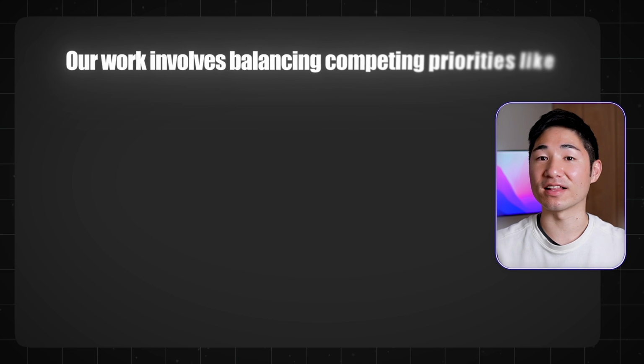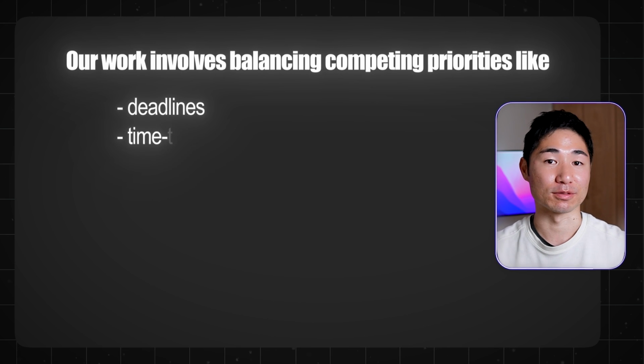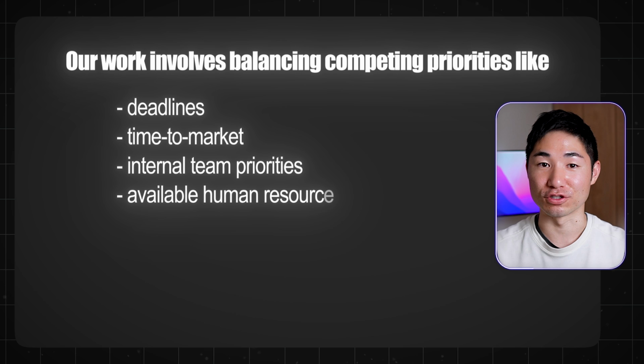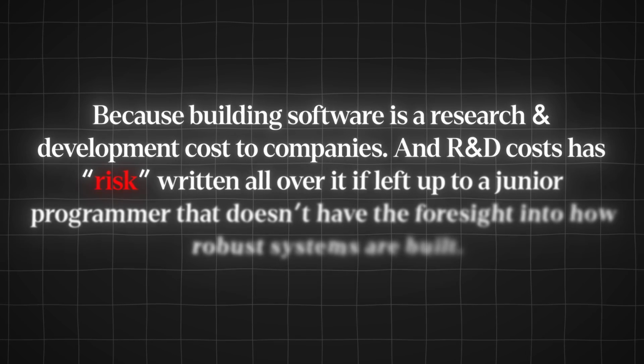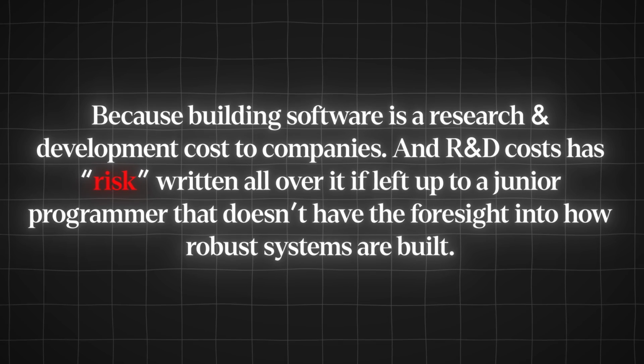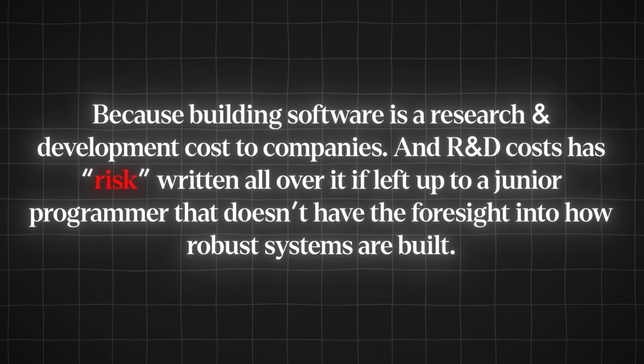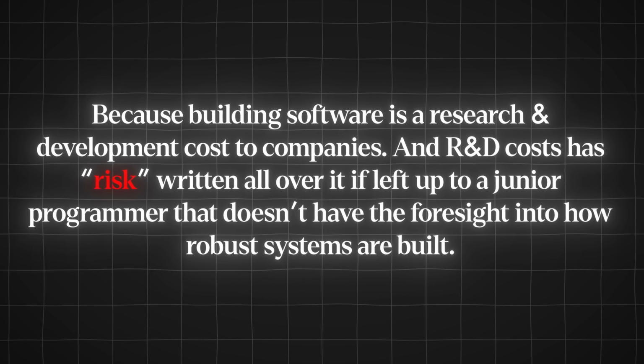Our work involves balancing competing priorities like deadlines, time to market, internal team priorities, available human resources, system constraints, feature robustness, developer productivity, maintainability, and a whole host of other factors. Why is this all important? Because building software is a research and development cost to companies, and R&D costs have risk written all over them if left up to a junior programmer that doesn't have the foresight into how robust things are built. There are a lot of pitfalls, mistakes to avoid, and tough decisions to make when designing software for live users. And in order for a company to bet on you as a new software developer on their team, you have to radiate strong decision-making skills that reduce risks for the company.